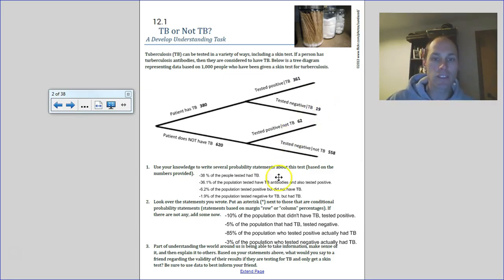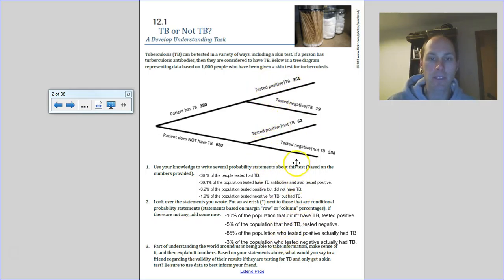Some other ones, some conditional statements that I came up with. 10% of the population that didn't have TB tested positive. 5% of the population that had TB tested negative, so 19 out of the 380. 85% of the population that tested positive actually had TB, so the 361 out of the 361 plus 62, the two totals that tested positive.